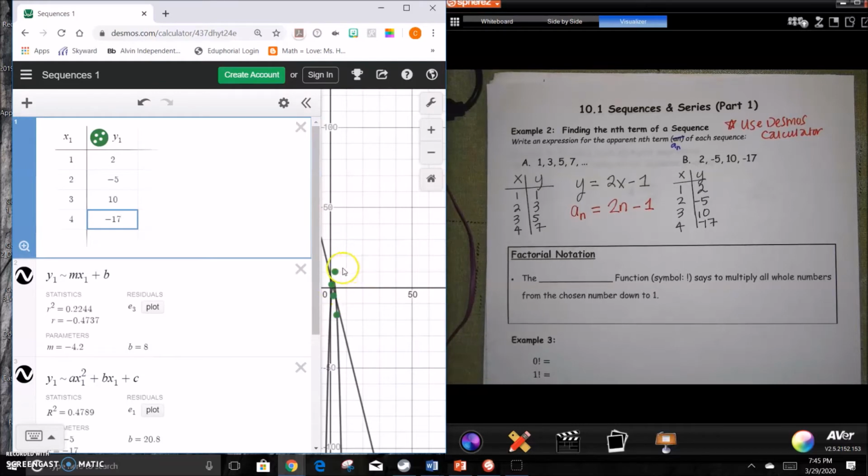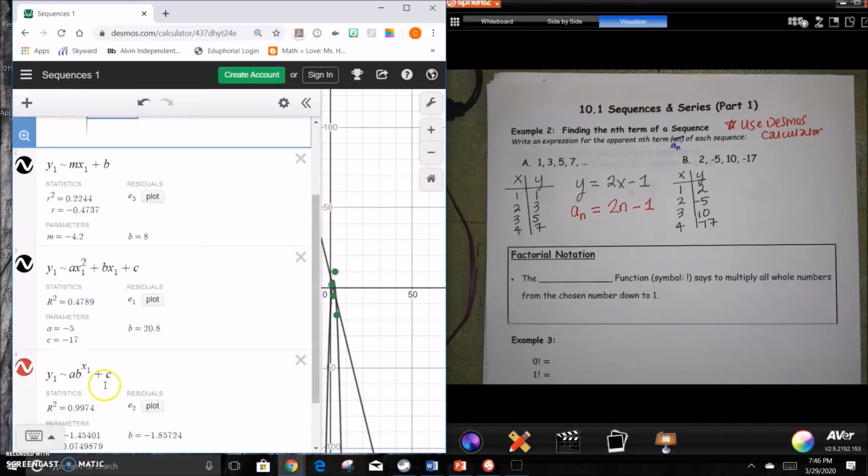Notice how now the 4 dots on the graph, which represent what's in the table, do not make a clear-cut pattern of what the graph should look like. In this case, you're going to look at the R squared value. The closer the R squared value is to 1, the better that equation fits the data. If I'm looking at the linear graph, my R squared value is only 0.2. This doesn't fit very well because it's not close to 1. It has to be close to 1.